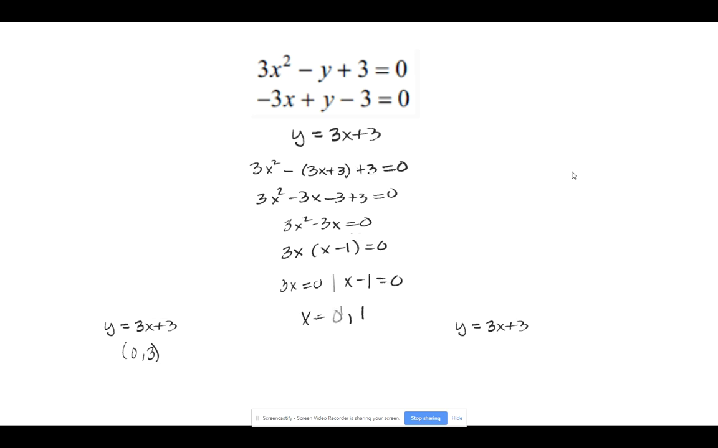Now I'm going to take x equals 1 and plug that in to the same equation. When I plug in x equals 1, I get y equals 6. So (0, 3) and (1, 6) are where the parabola and the line intersect.